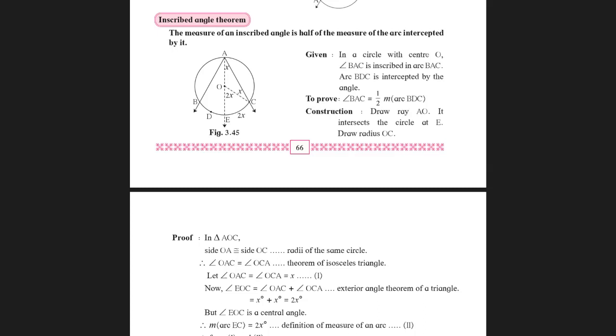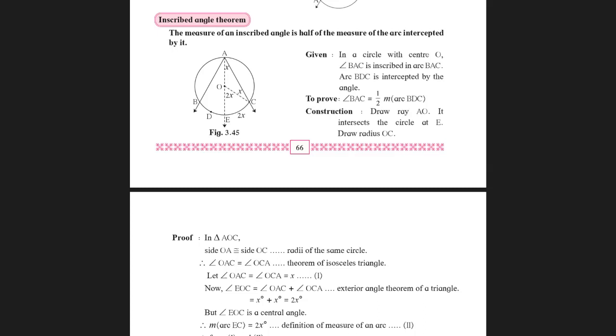is equal to angle OAC plus angle OCA. Reason: exterior angle theorem. The exterior angle of a triangle is equal to the sum of its two remote interior angles. So angle EOC will be equal to x plus x, which is 2x. But angle EOC is a central angle.